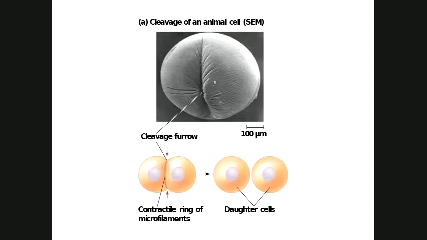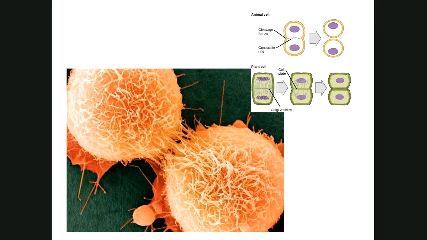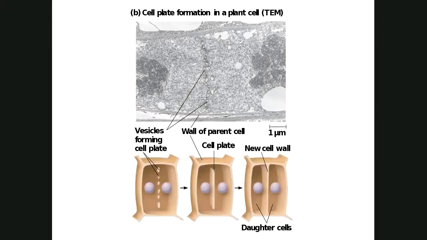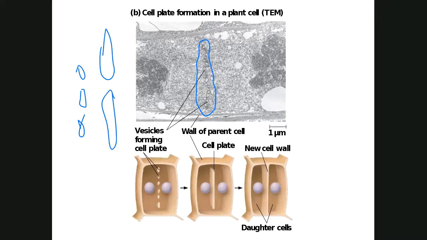That cell plate is really a series of little perforation openings that, like I said, are real small, and then they begin to grow together, and then eventually they separate the cell completely in half. So we have cleavage furrowing in animal cells. We have cell plate formation in plant cells.